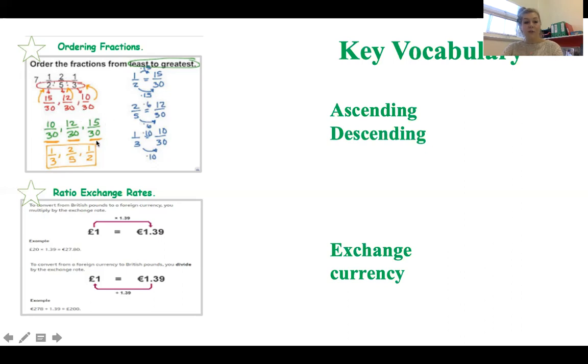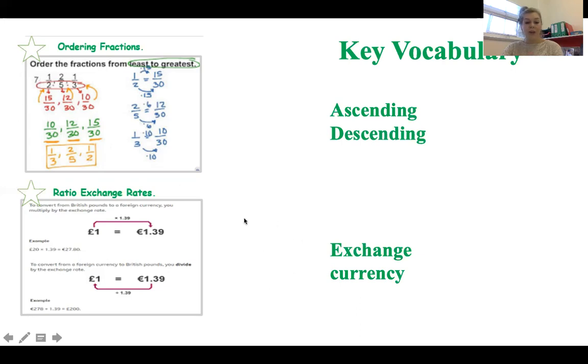Once you've got that information, you can then put your fractions in ascending order for this question, or descending if it's the other question you've been asked, and then you can decide how you are going to order them, and remember to go back to the original fraction.